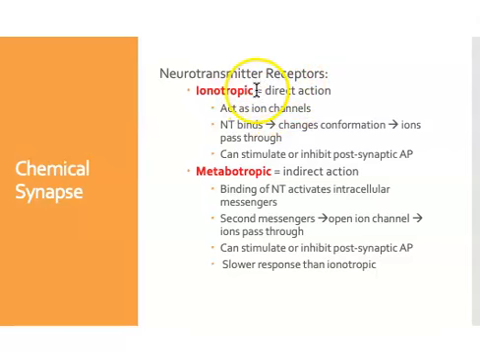By direct, I mean that the receptor for the neurotransmitter is actually an ion channel. When the neurotransmitter, which I have abbreviated as NT here, binds to the ionotropic type of receptor, it causes it to change shape. And that shape change opens up the ion channel. The receptor is an ion channel. Ions can pass through the receptor as soon as the neurotransmitter binds.